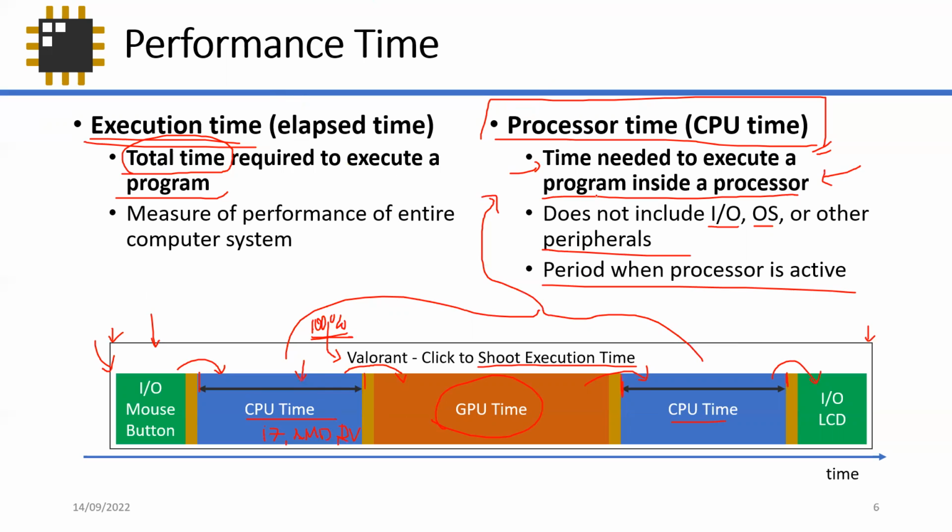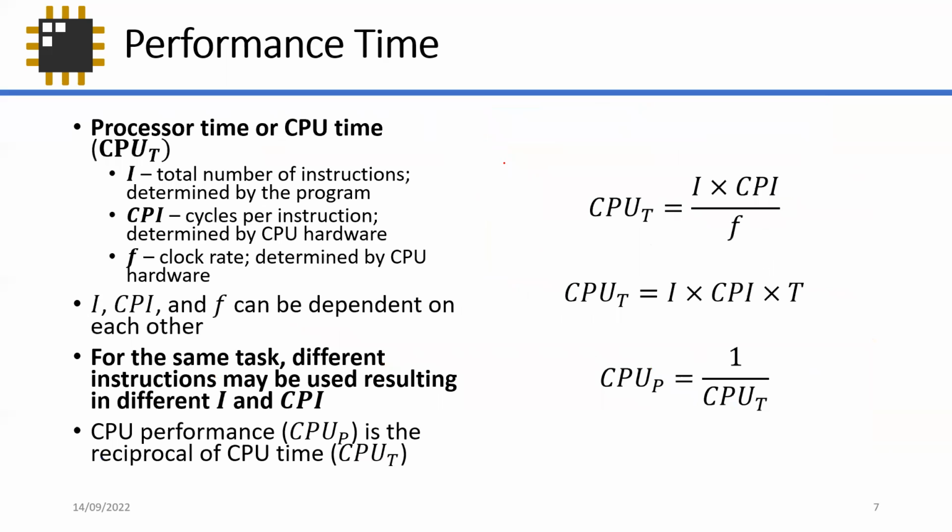Okay, so simple. Now we're going to focus more on the CPU time and how we actually calculate it. The best way to understand this is to give it some thought, because it only consists of three things: the number of instructions, I, the cycles per instruction, determined by the CPU hardware, and the clock rate.